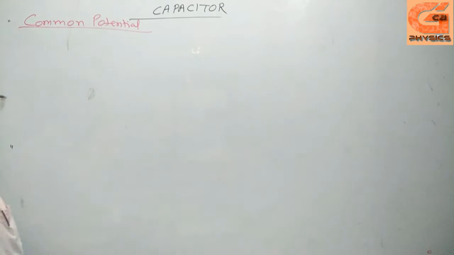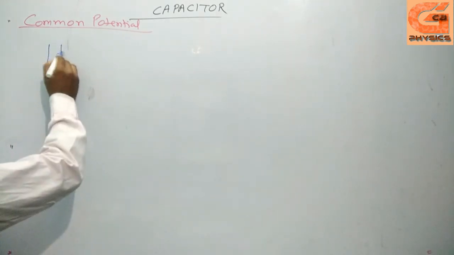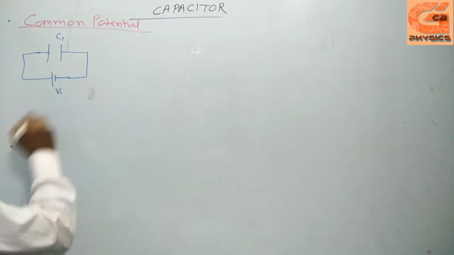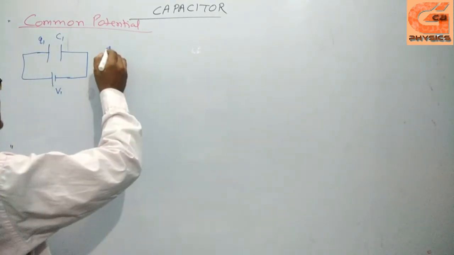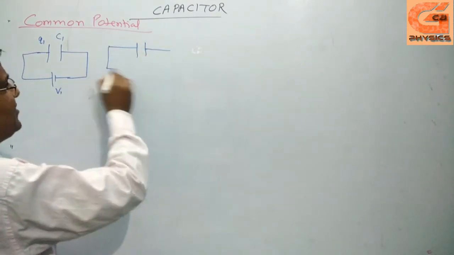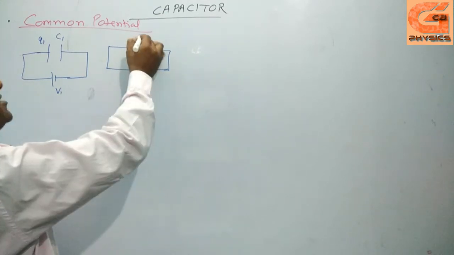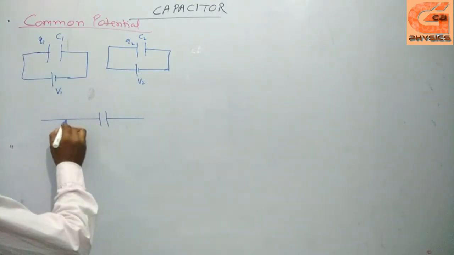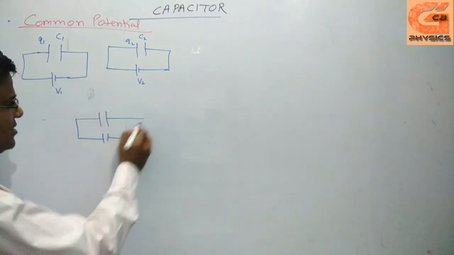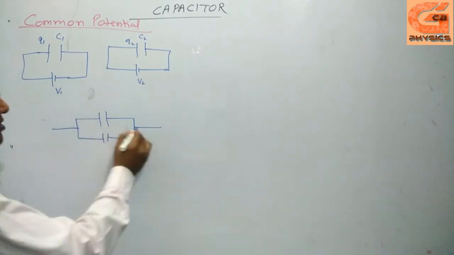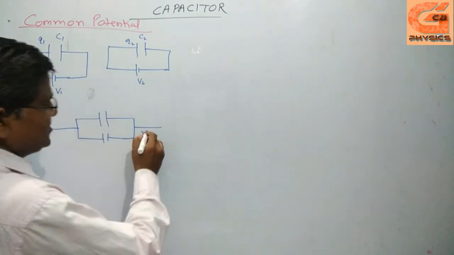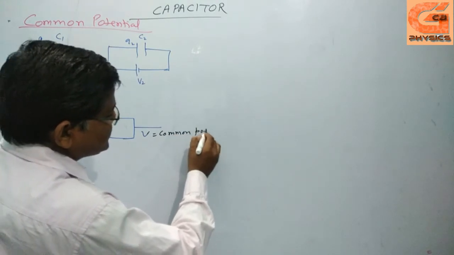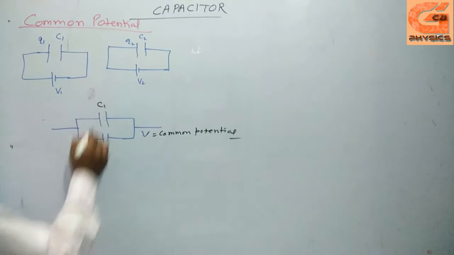The next topic is common potential. Suppose a capacitor of capacitance C1 is charged with potential difference V1, and the charge on it is Q1. Another capacitor C2 is also charged to potential V2, and the charge is Q2. When both capacitors are connected in parallel like this, the potential becomes common, known as V. This V is called the common potential. This is C1, this is C2, okay?